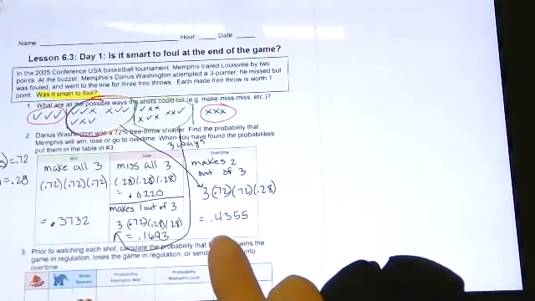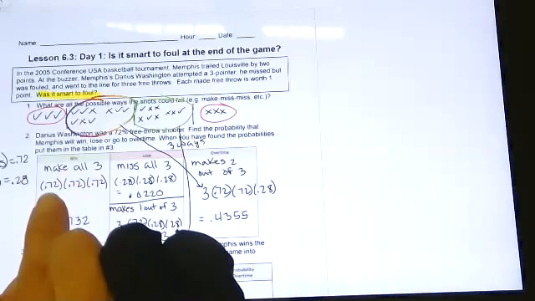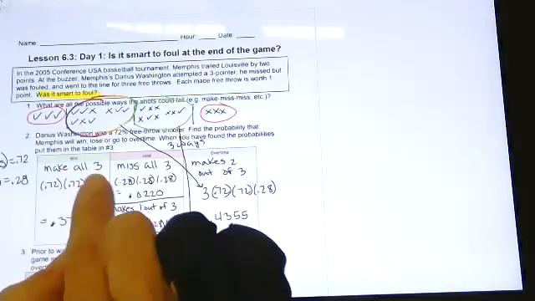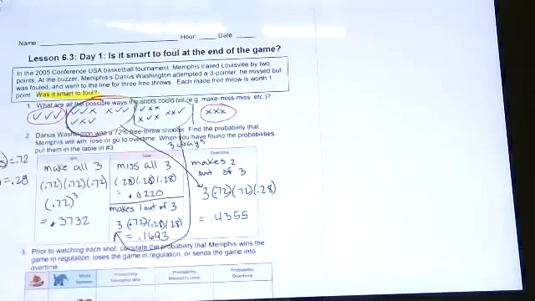Okay. Now, if you take a look at what we did here, every single one of these scenarios, we're basically counting the number of makes. When you make all 3, this was basically 0.72 to the third. I could have said, hey, this is just 0.72 to the third because we have 3 successes.